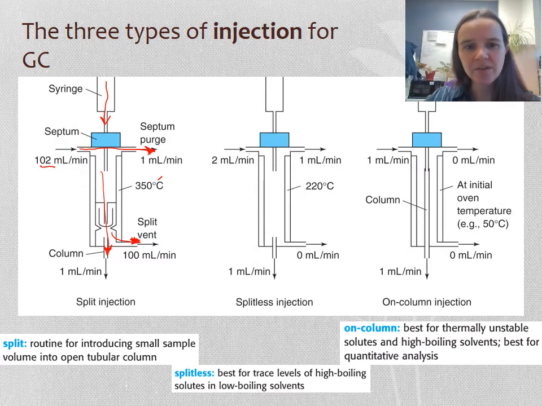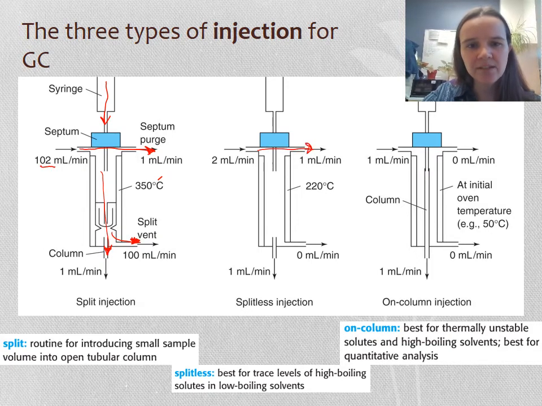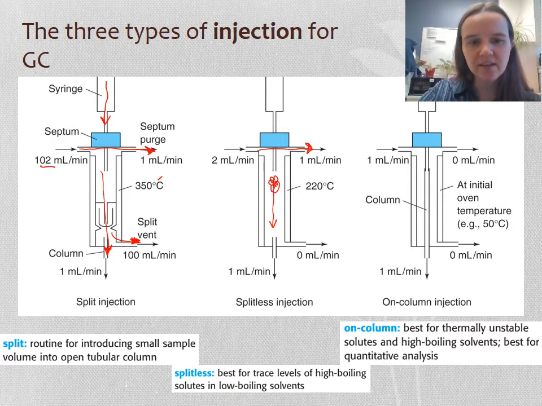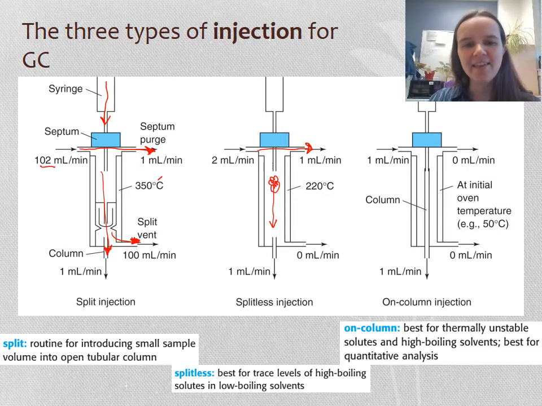Splitless is very similar. You still have the septum purge sideways, but basically everything else goes onto the column. So 2 mils per minute of helium carrier gas is coming in, picking up those molecules that you just injected. Hey, there's a molecule flower for you, and then it goes onto the column.